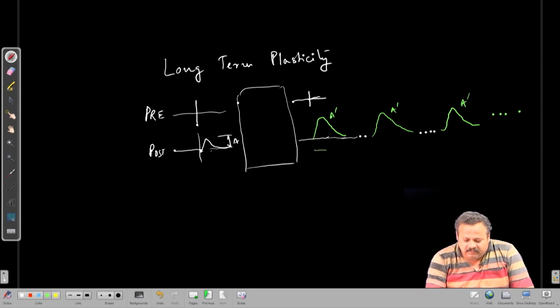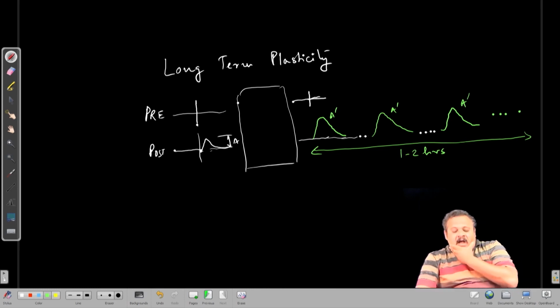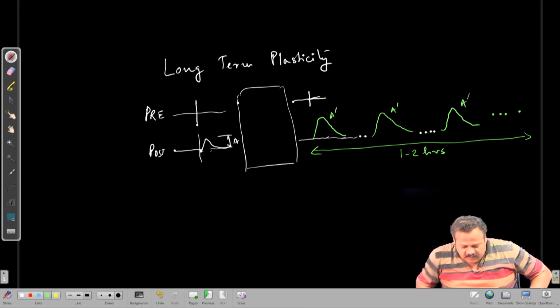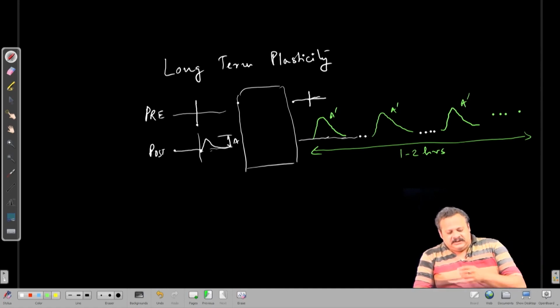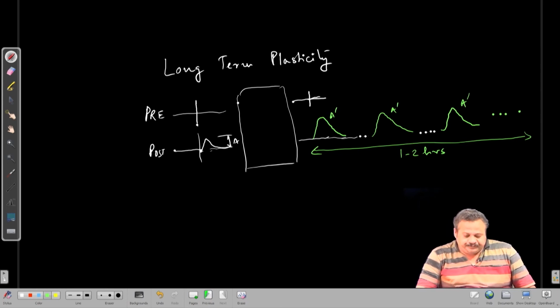So this can be a period of hours, 1 to 2 hours, over which these kinds of observations have been made, and this is what we will term long term plasticity, which has an early phase and a late phase. And we will be modeling a bit of both short term plasticity and long term plasticity, at least the kinds that are used in general in models in the literature.